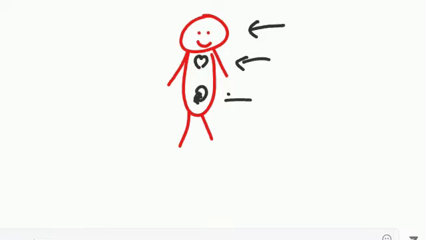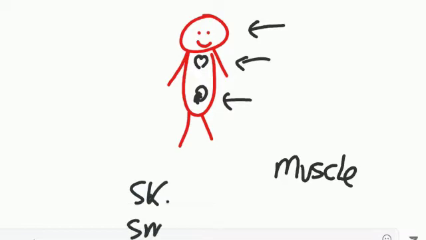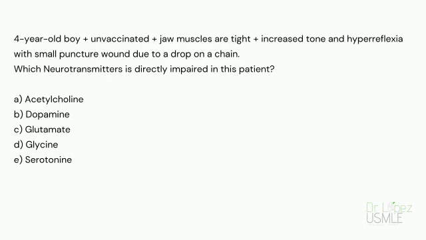How does it affect muscle? That's very important. When I say muscle, I'm talking about skeletal muscle, smooth muscle, or even heart muscle, cardiac muscle. Whenever you're thinking of complications to whatever disease, I want to discuss each and every one of these. Super, super important. Starting off with serotonin.